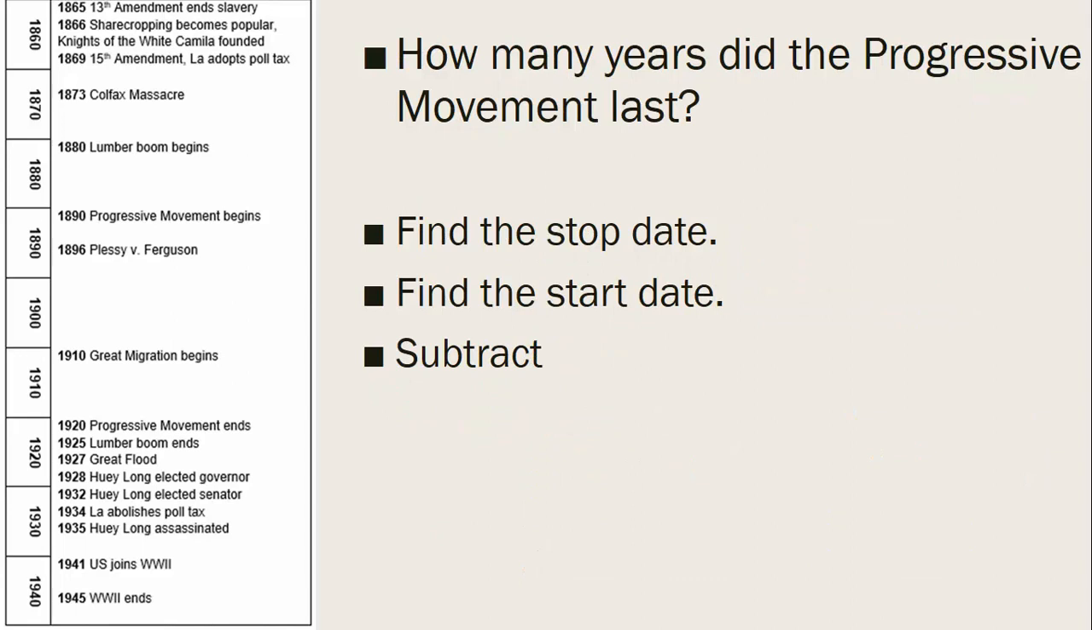The next question says, how many years did the progressive movement last? I'm going to give you a couple clues on how to find this. The way that you find the right answer is you find the stop date, then you find the start date, and you subtract those two numbers. So we see that the progressive movement ends here on this date, and then we look for when it begins. It begins right here. So subtract 1890 from 1920.